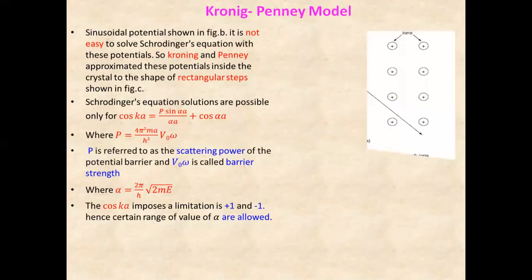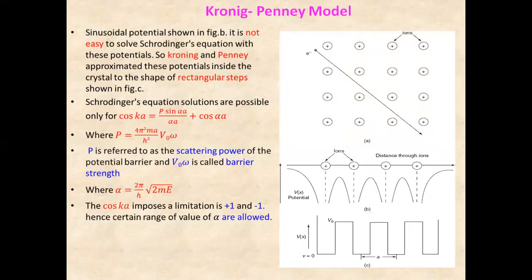Now coming to another concept, we need to consider the Kronig-Penney model. This is a qualitative treatment only. Here, this Kronig-Penney model is simply a sinusoidal potential shown in this figure. You can see the potential variation is like this. Here it is going to be zero potential, and it is going to be a maximum potential like this. This is a potential well, or we can represent it with square well potentials, that is, a rectangular potential.